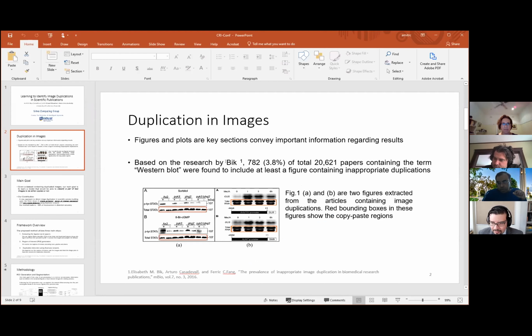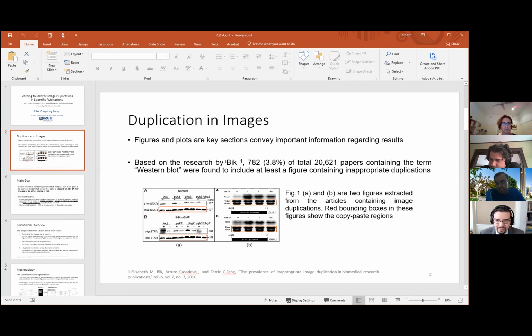Many of you might know her from the data set she created. And so she has gone through a large number of papers, 20,621, and from there identified a number of images that had at least a figure containing inappropriate duplications. These were done manually, and they provide a ground truth for us in computer science to evaluate how well our methods are working. And that is essentially what we focused on.